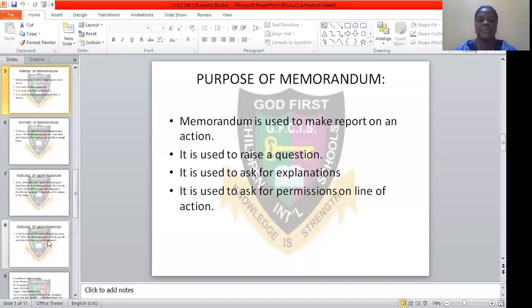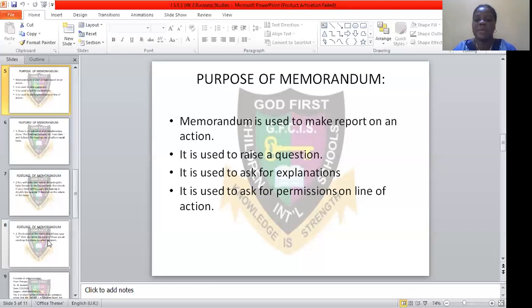Another purpose of memorandum, it can be used to ask for explanation. For somebody that has been coming late to work, and there were memos that have been written concerning that, they can ask, could you please explain why punishment should not be meted out against you? Because it has been observed that your attitude of coming late to work is enormous. And the person receiving the letter would write back a reply to explain what made him come late to work. If the explanations are tenable, then there might not be any punishment. But if the explanations are not tenable, definitely a course of action will be taken in that regard.